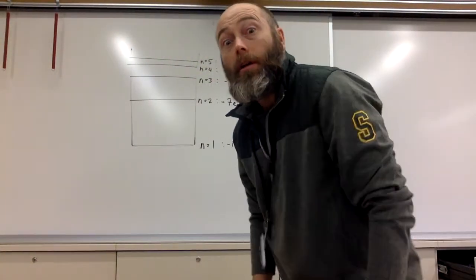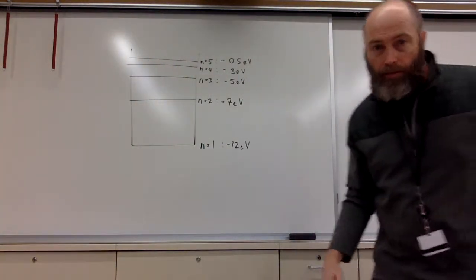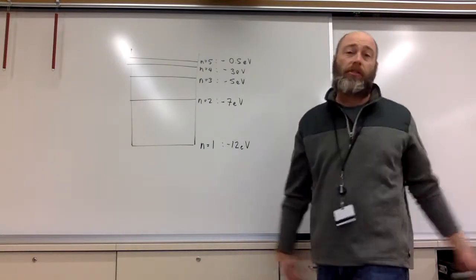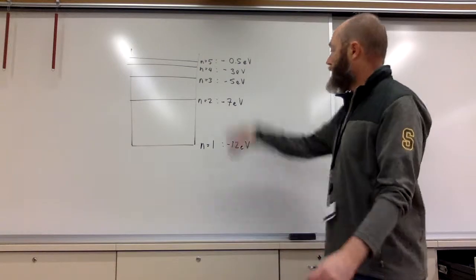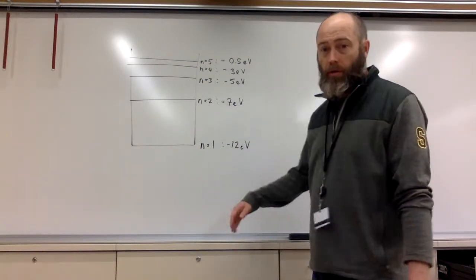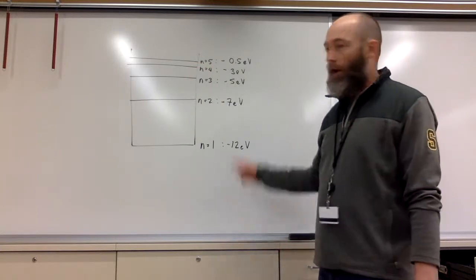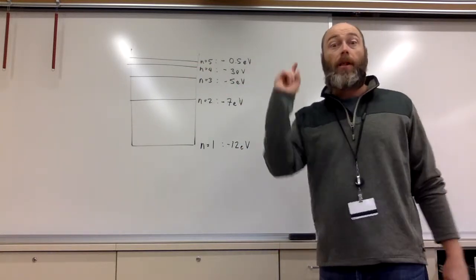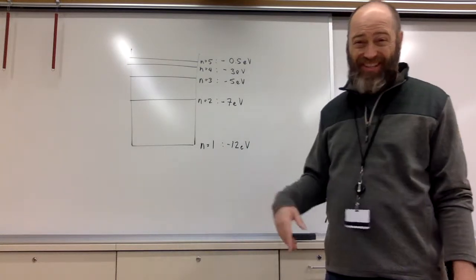Kids! Today I am going to talk a little bit about energy diagrams and photon emission and absorption and that fun stuff. Let's say I have some weird element, and this is the energy diagram, where the levels are negative 12, negative 7, negative 5, negative 3, negative 0.5 EVs. So let's talk about a couple things here.